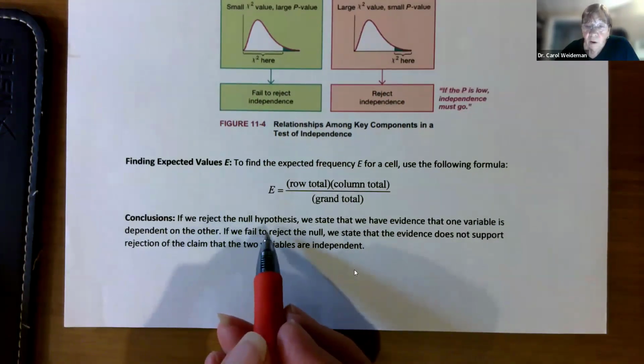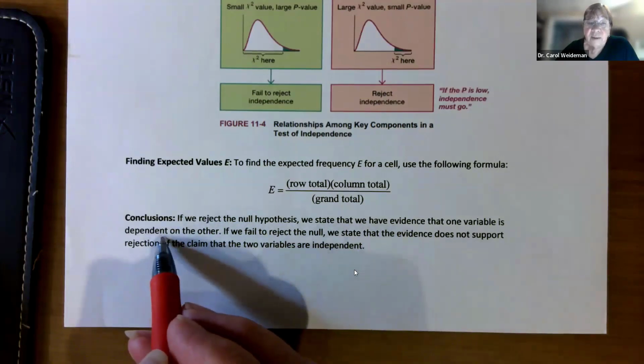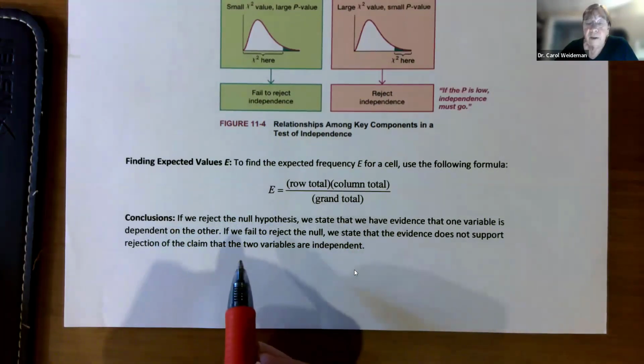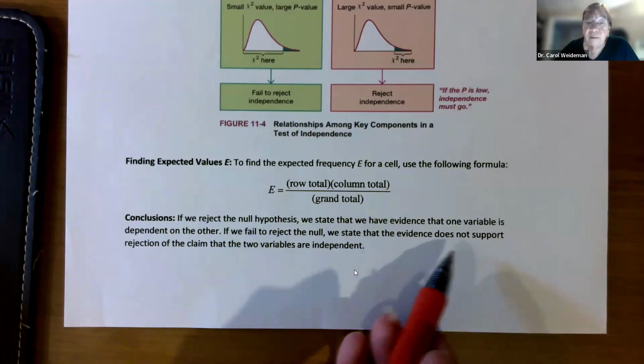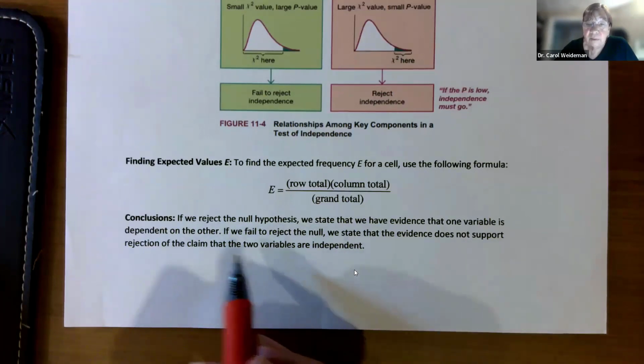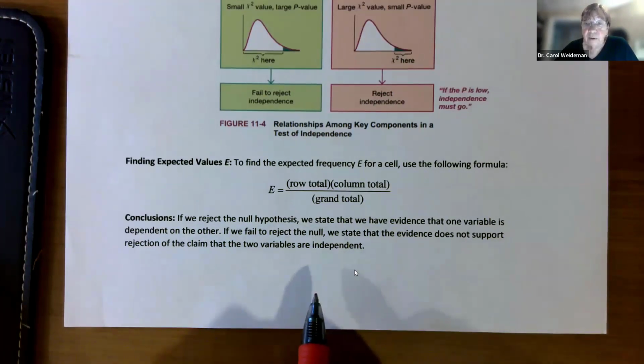If we reject the null, we state we have evidence that one variable is dependent on the other, or not independent of the other. If we fail to reject, we state the evidence does not support rejection of the claim, this sounds familiar, that the two variables are independent.